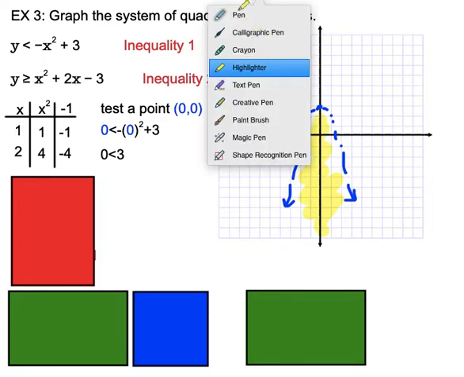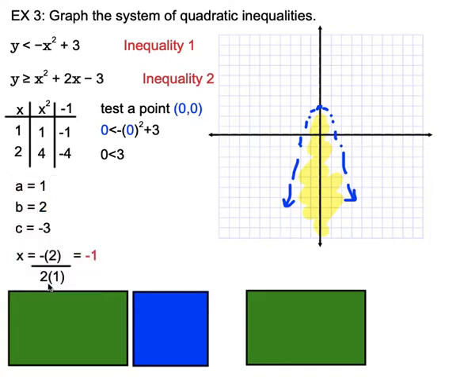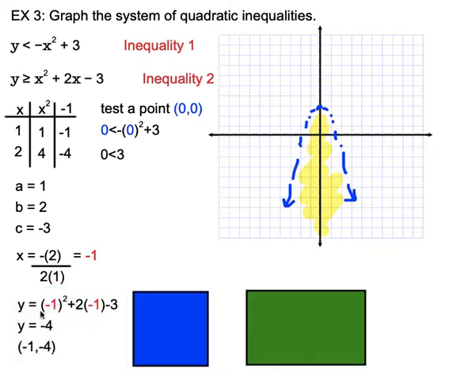So I'm going to grab a different pen. This time I'll just use black. First I got to do a selection. Okay, the second one has ax squared plus bx plus c, so I got to do it in standard form. So b is 2, so it's x equals negative b over 2 times a, so I get negative 1. Okay, take -1 and plug it into the math problem. -1 squared plus 2 times -1 minus 3. I get -4. So my vertex is at -1, -4. So 1, 2, 3, 4.